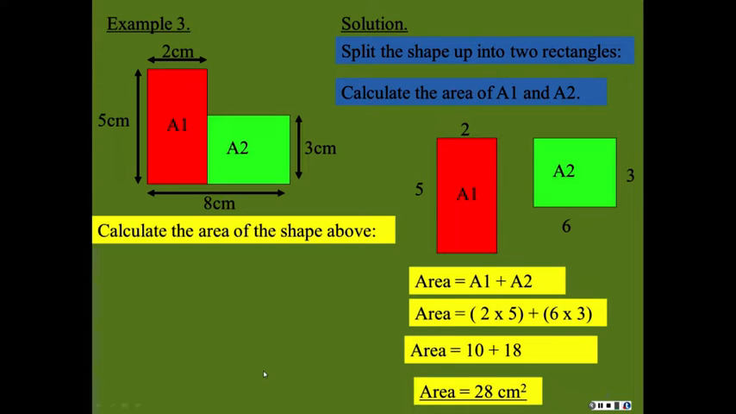Any questions on how to handle an L shape? Because you guys will have to do some L shapes today. Okay?